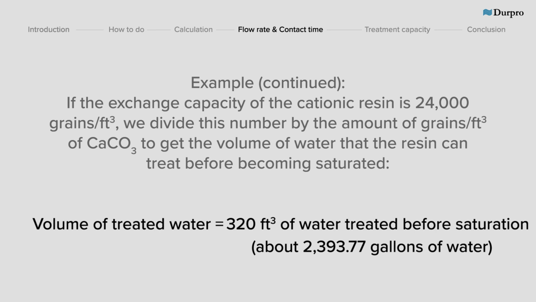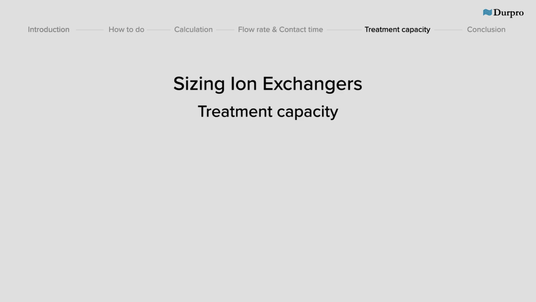This means that for each cubic foot of resin, an ion exchanger can treat about 320 cubic feet of water with a hardness of 10 grains per gallon of calcium carbonate before needing to be regenerated. This is equivalent to about 2,393.77 gallons of water. Treatment capacity.